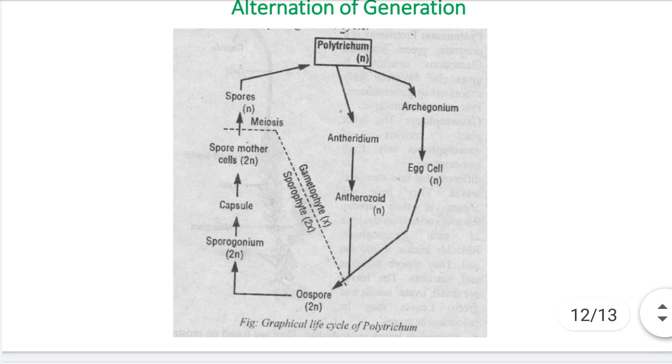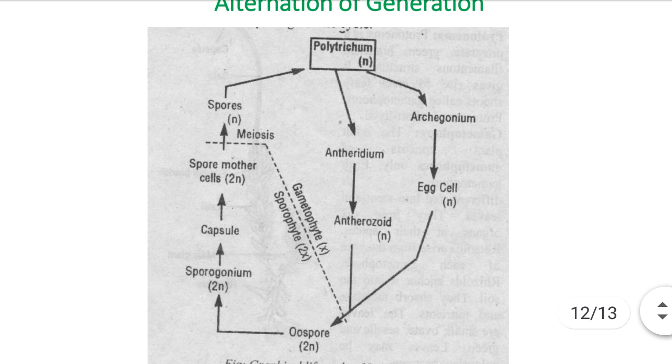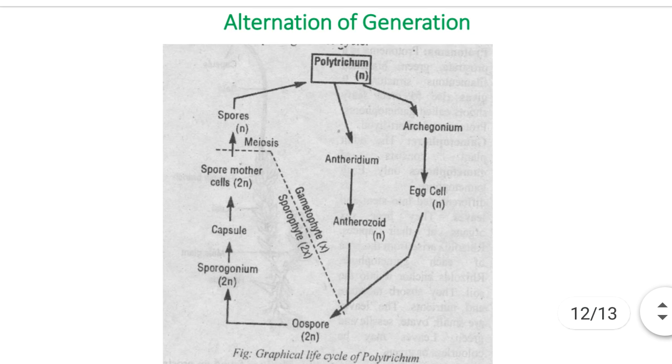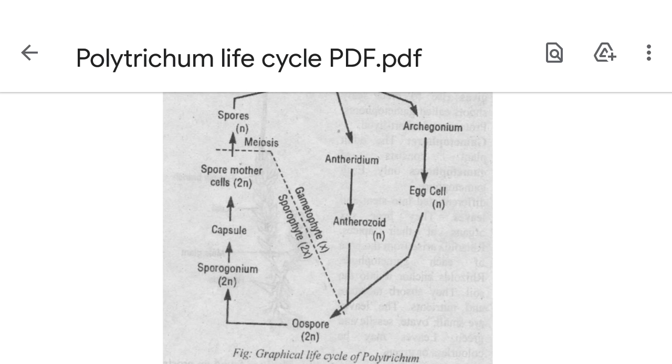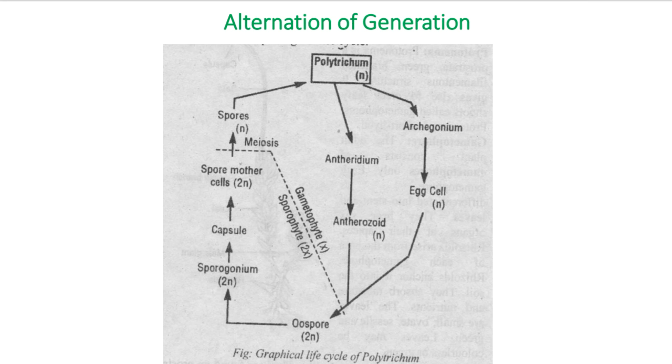Now the alternation of generation. As you know, alternation of generation always starts from the main or dominant plant body in the plant life cycle. And in case of Polytrichum, or in case of bryophytes, the main plant body is the gametophytic plant body. So we are starting with the gametophytic plant body. So Polytrichum, see at the tip, Polytrichum name is given. That Polytrichum is the haploid plant body, which is dioecious. Male plant body different, female plant body different.